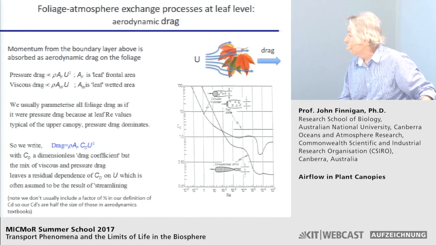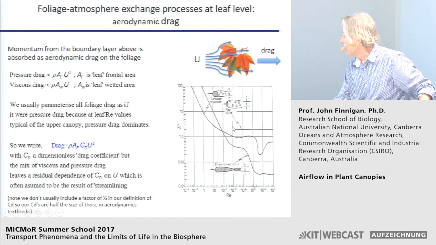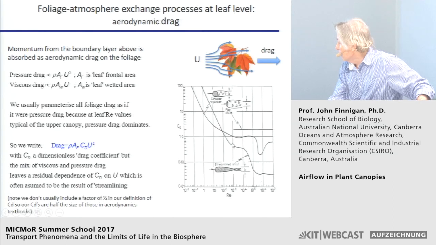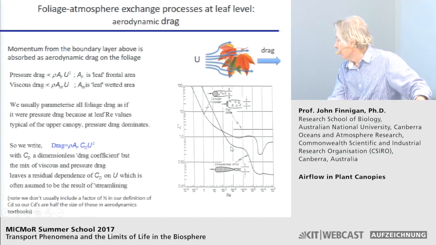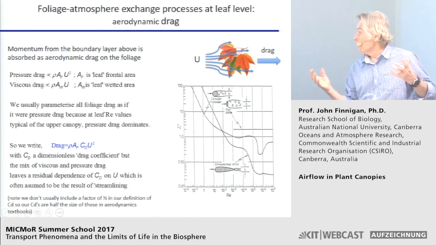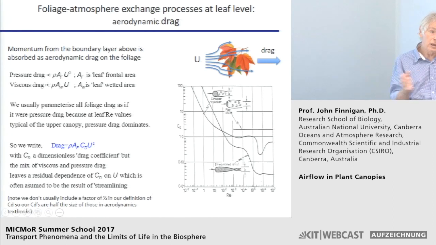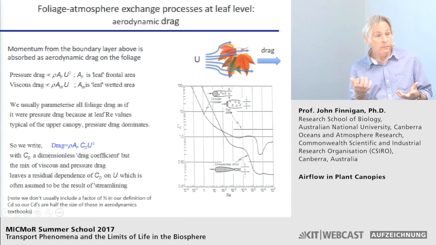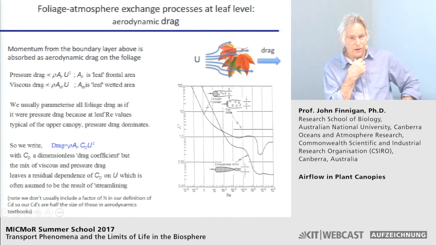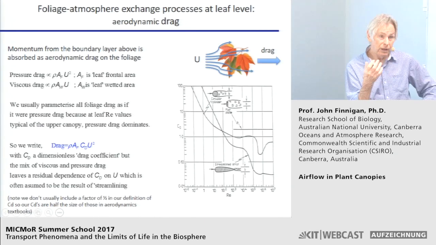So flat plates too, flat plates are all pressure drag, so they have a CD of about 1. Streamlined objects, which might be leaves, have this dependence on wind speed or on Reynolds number, way down to Reynolds numbers typical of leaves well up in the canopy. So we do have a mixture of viscous and pressure drag. If the wind speed changes, then the drag coefficient changes, and it's often put down as streamlining, which is, there's actually not a great deal of evidence for streamlining in real canopies, except in aquatic canopies.